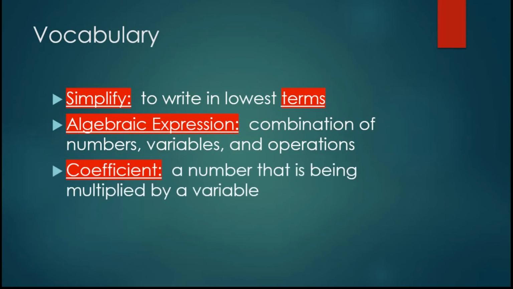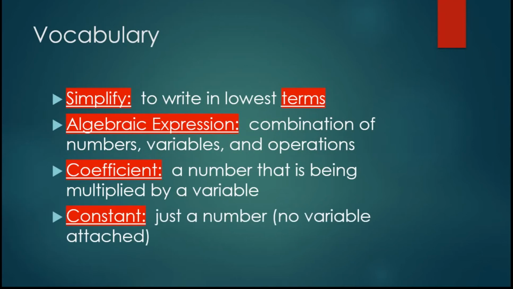And then a coefficient is the number that is in front of a variable. It's what's being multiplied by a variable. So if we had 3x, 3 is our coefficient. And then lastly, we have a constant, and that's just a number by itself. So that could be a -4, +8. Remember, those can be decimals or fractions also, but there is no variable attached.